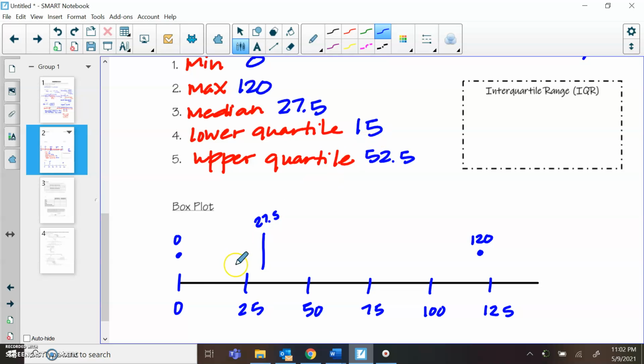My lower quartile is 15. I'm going to do the same thing. Draw a line at 15. And my upper quartile is 52.5. Same thing. Draw a line at 52.5.